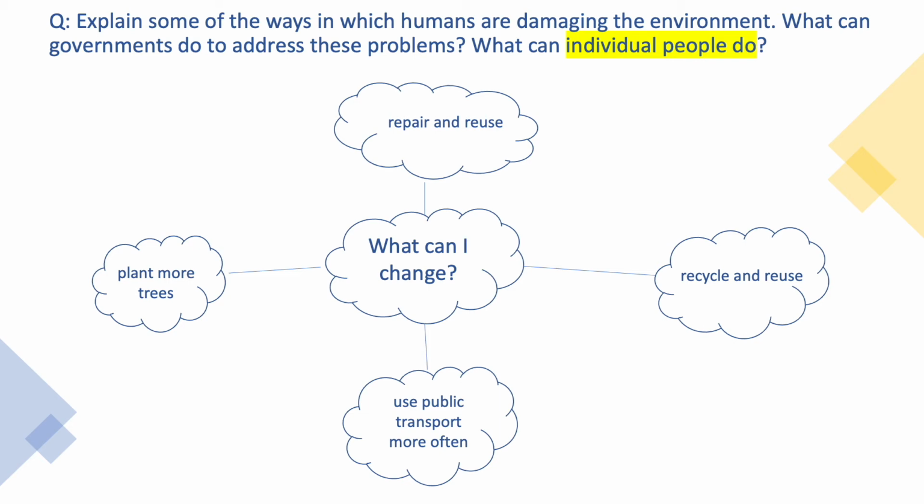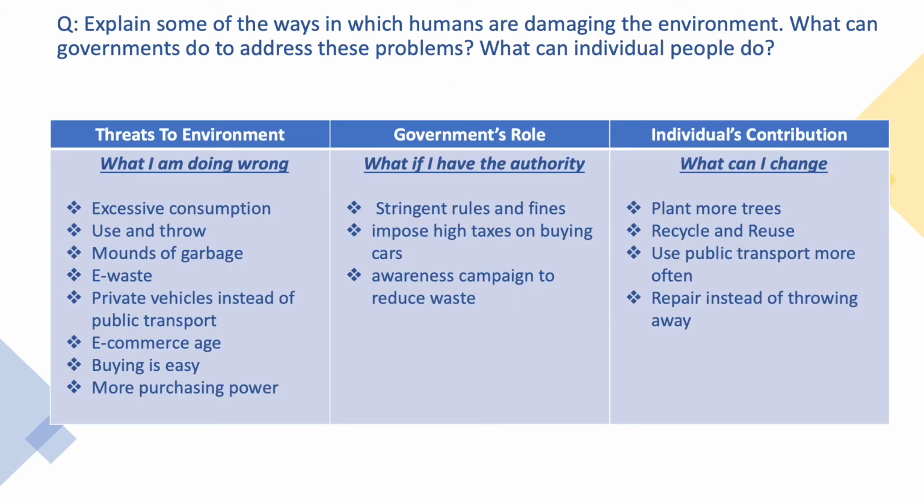Now, after we have imagined ourselves in these three roles, we can quickly jot down the points that we saw in our imagination. First, threats to environment. The points have been listed in front of you. Second, government's role. What if I have the authority? Again, the points are listed in front of you. And then individual's contribution. How can I bring about a change?